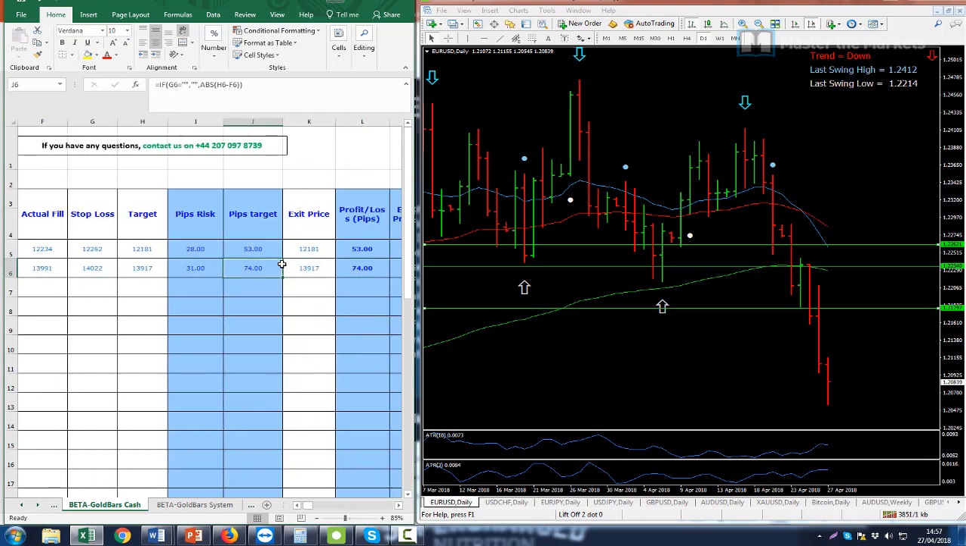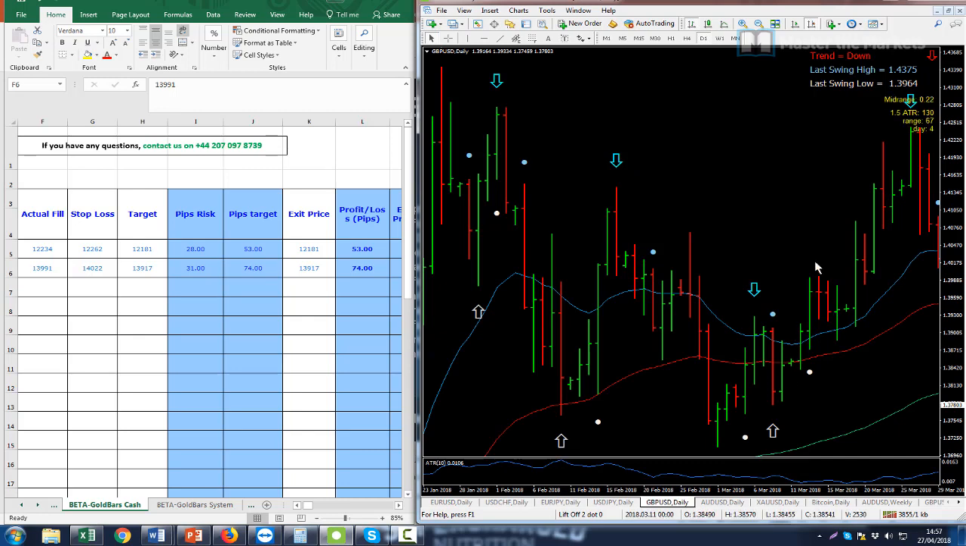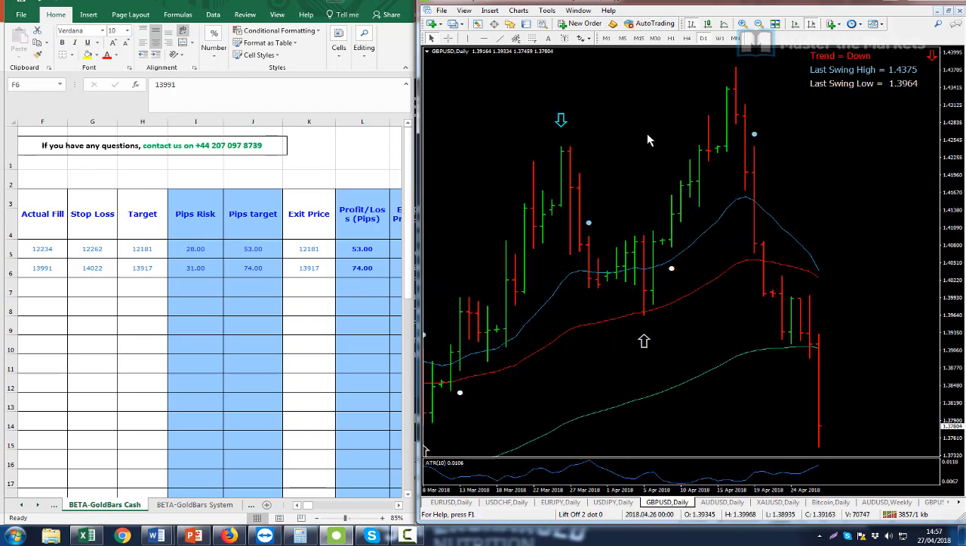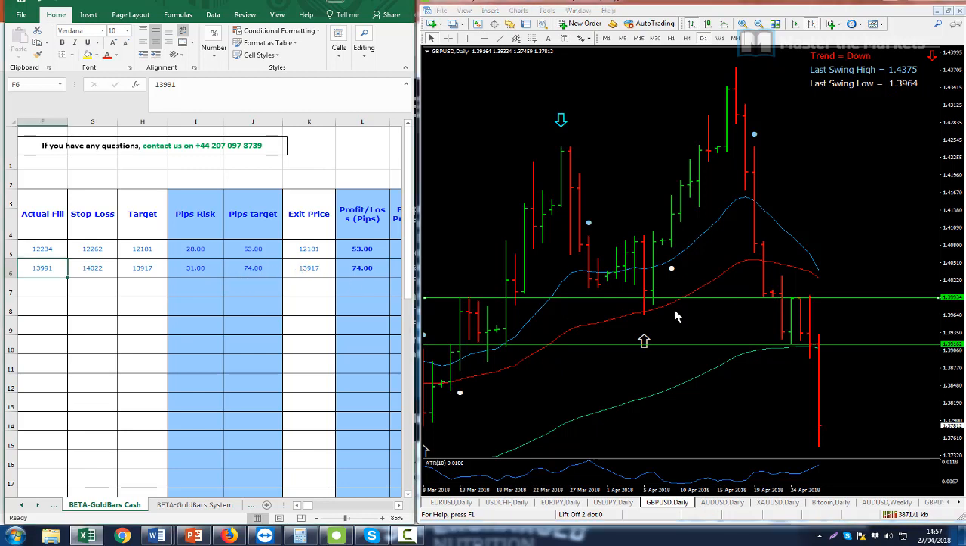So that one, you can see we entered the market at 139.91. And that is this price level just here. So you can see again, look at it there. You can see we entered the market short. Where was our stop loss? Our stop loss, of course, was 140.22. Everything very tightly done here at Master Markets.